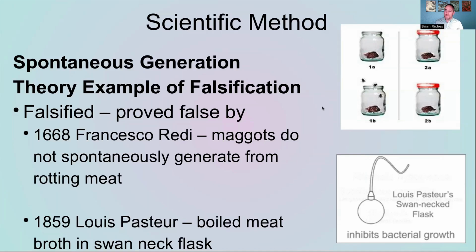It actually took until 1859 and Louis Pasteur, who ran a very similar experiment. Rather than chunks of meat, to be a little more controlled, he boiled some meat broth and put it in a sealed flask, a swan-necked flask.